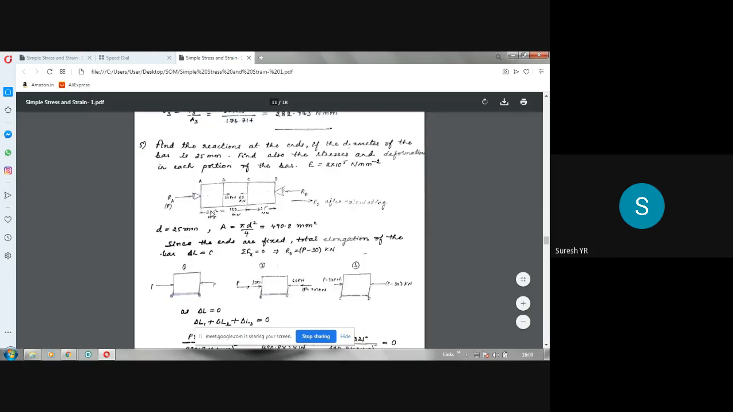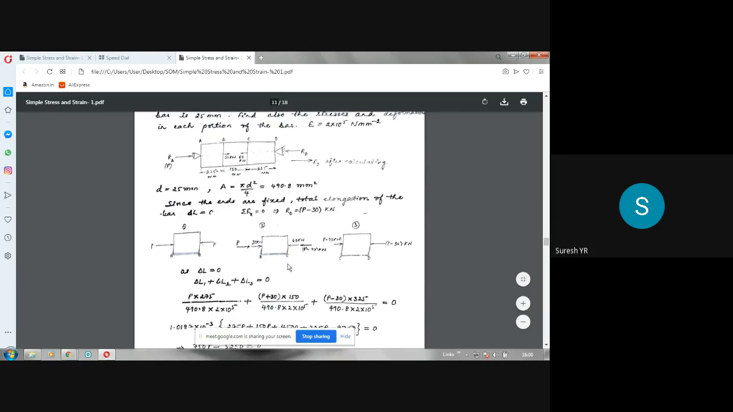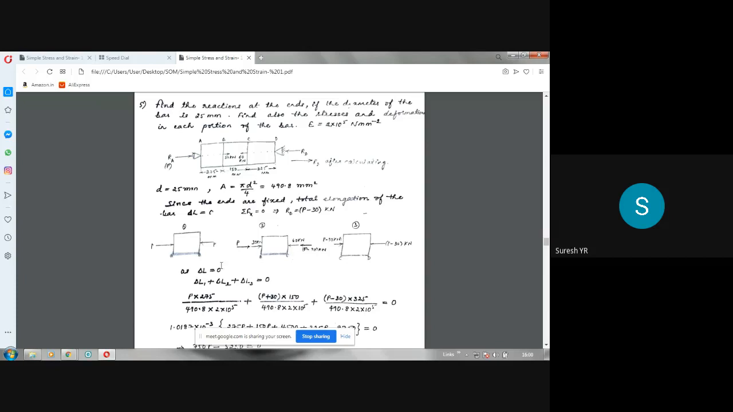Then write down the free body diagram of the individual portions separately and check what is the value of force acting on each bar separately. Apply the delta L1, delta L2, delta L3 formula, that is the PL by AE formula, for each of the portions separately and add them, and the total deformation should be zero.